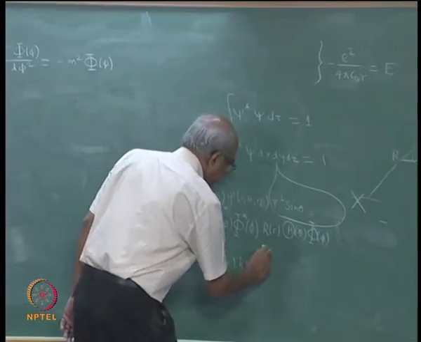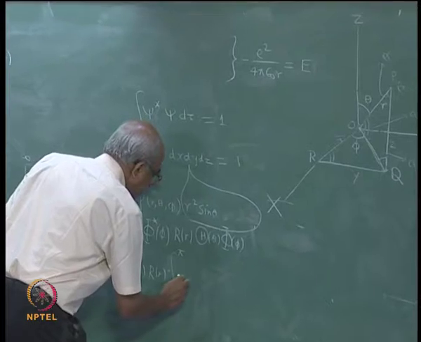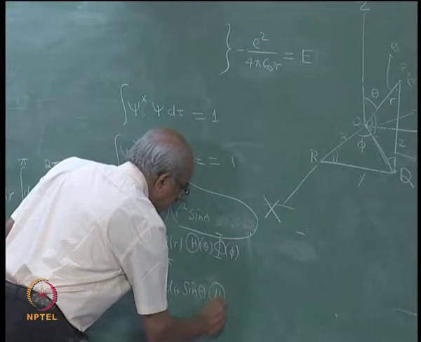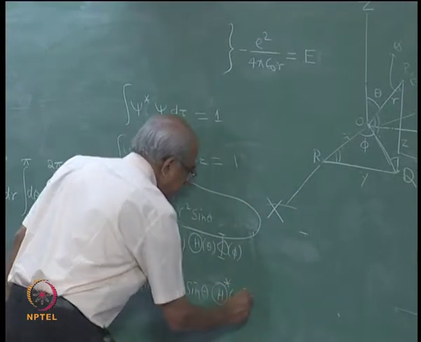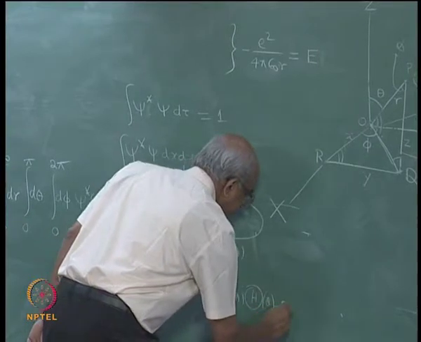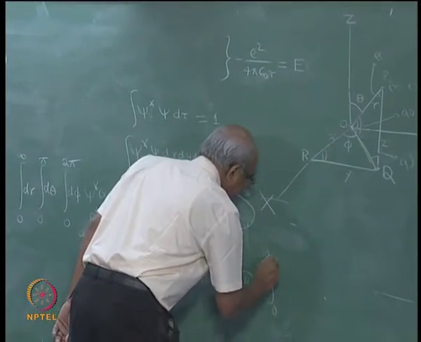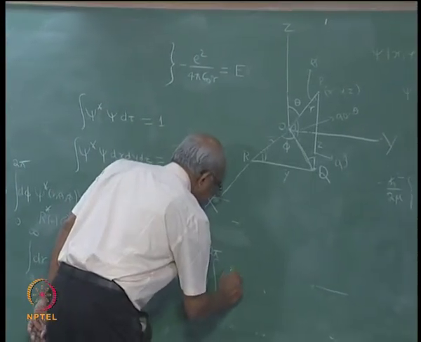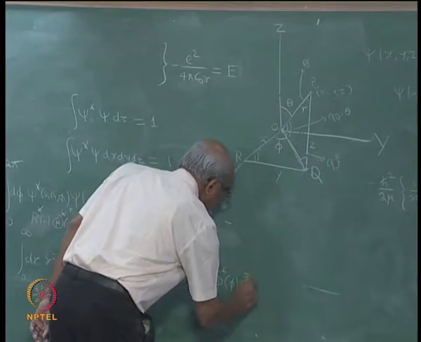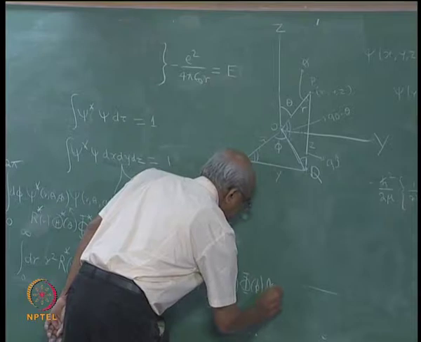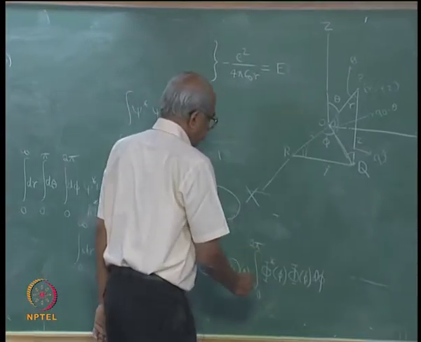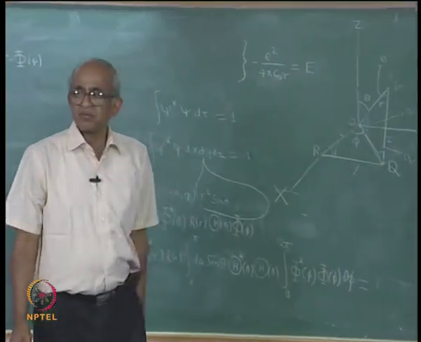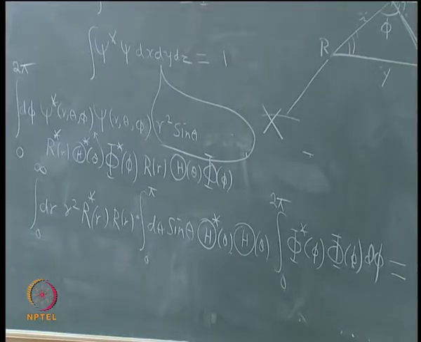Then the next integral will be integral 0 to pi d theta sin theta capital theta of theta star capital theta of theta, and integral 0 to 2 pi capital phi star of phi capital phi of phi d phi, and this must be equal to unity, correct. This is the normalization condition.